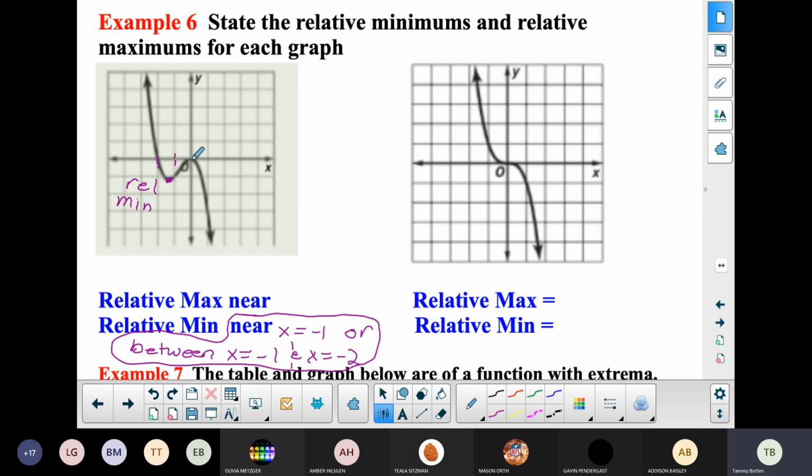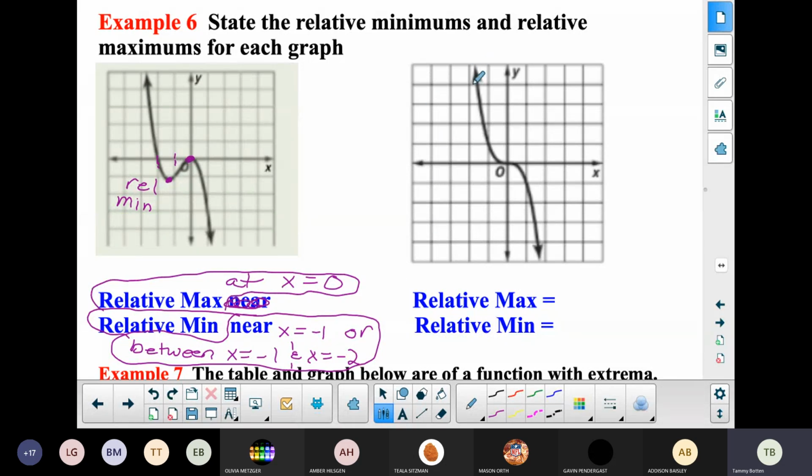And then for our max, that's right here, okay? And that does look like it's right at x equals 0. So I put near here. Actually, you should say you have a relative max at x equals 0, okay? So you would say where your relative max is and where your relative min is.